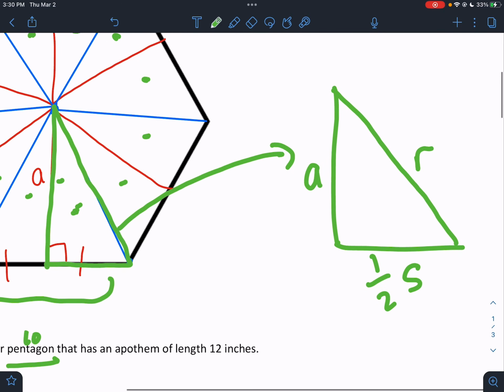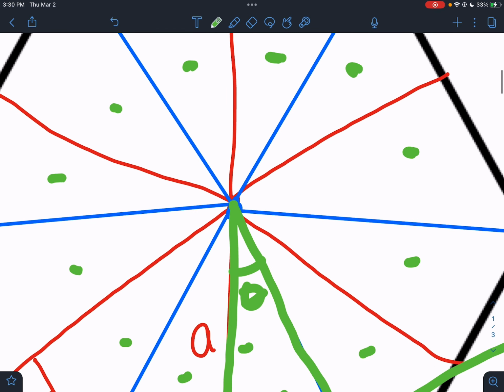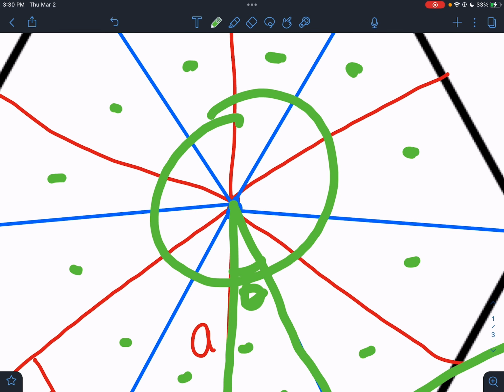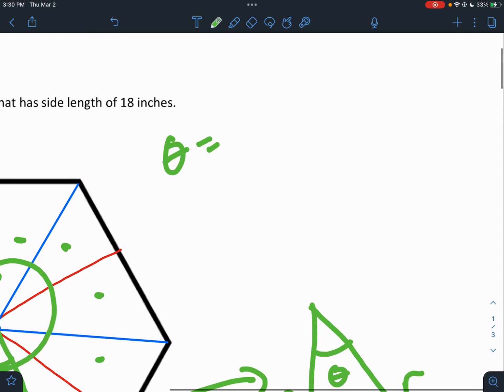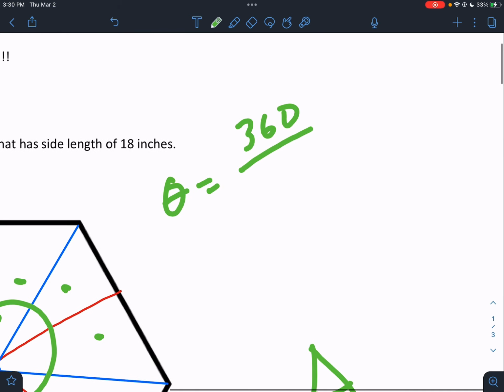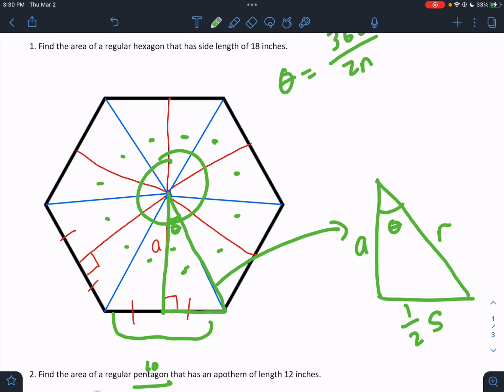Okay. And the angle at the top we're going to call theta. That's this angle here. Well, what do you think we're going to do to get that angle? Well, picture a circle around the center point here. If there's a circle there, that's 360 degrees. Theta is going to equal 360 divided by, well, on a hexagon, there'd be 12 of them, but there's always 2 times the number of sides. If it's a pentagon, there'd be 10. If it's a 20-gon, there'd be 40. So it's 360 divided by 2 times the number of sides. That's how we get the angle at the top.